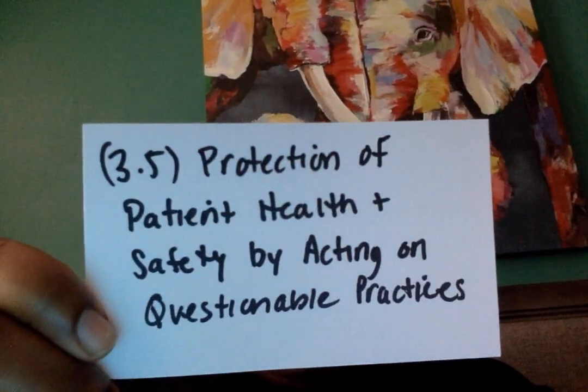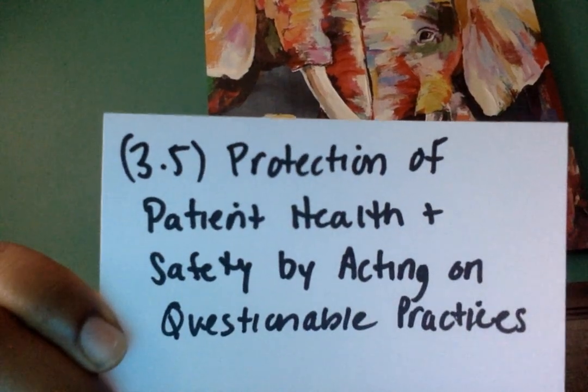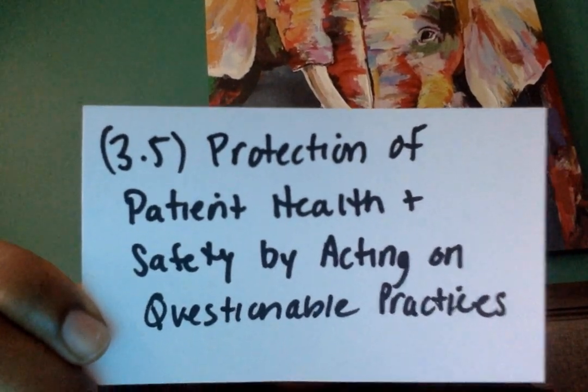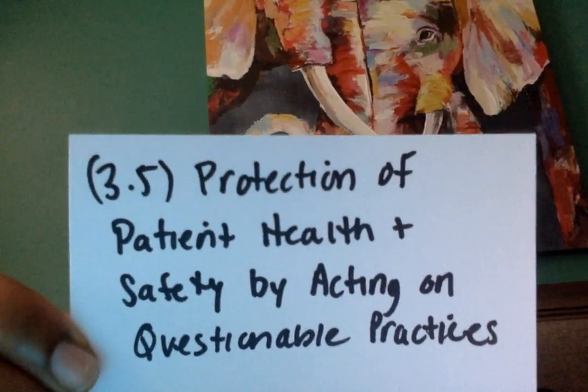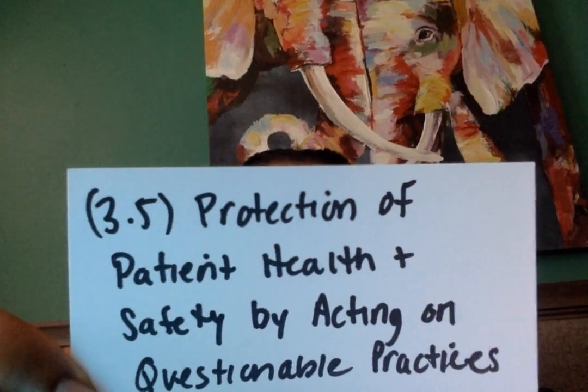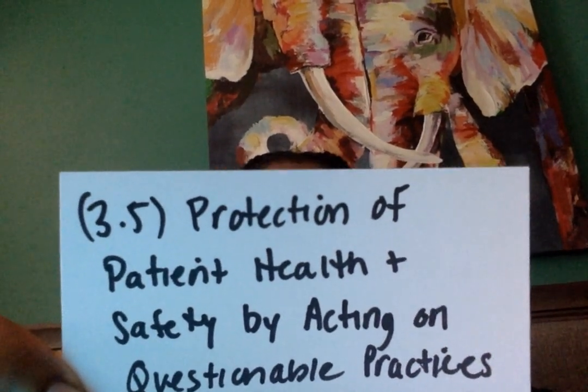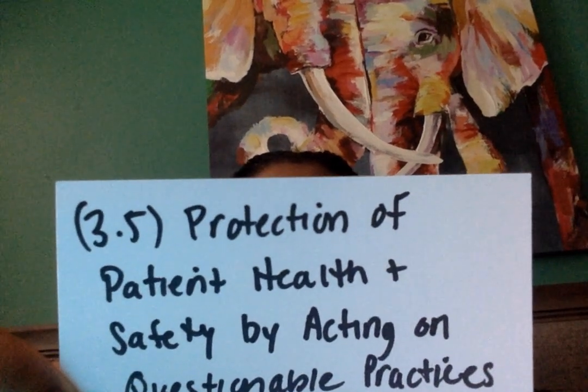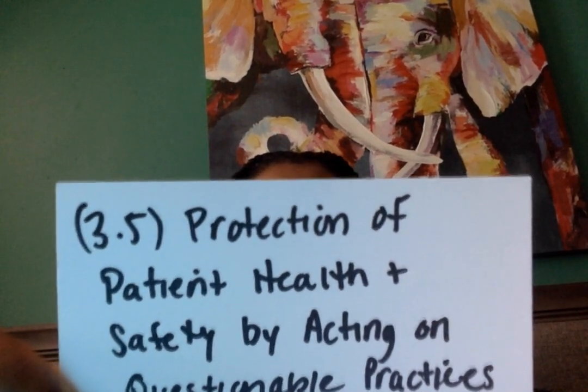The next section I want to move to is section 3.5, which is protection of patient health and safety by acting on questionable practices. Again, protection of patient health and safety by acting on questionable practices. This states that nurses must be alert to take proper action in all instances of incompetent, unethical, illegal, and impaired practices.